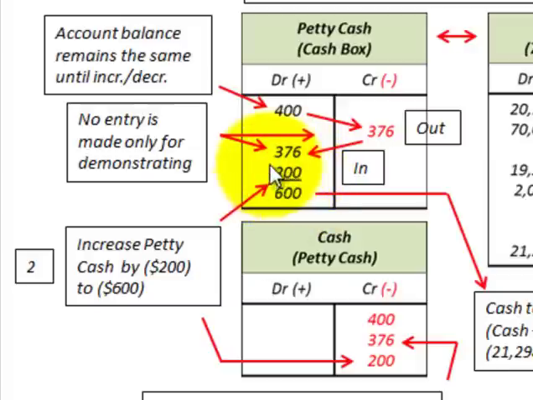And this amount on the balance remains the same regardless. It would remain the same at $400 until we increased it, and we increased it by $200, so it's sitting at $600. That's what's actually recorded in this petty cash fund.